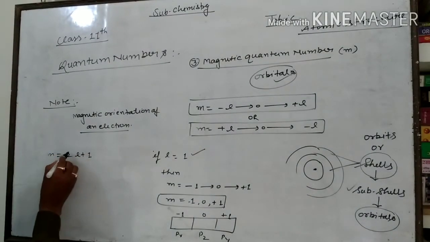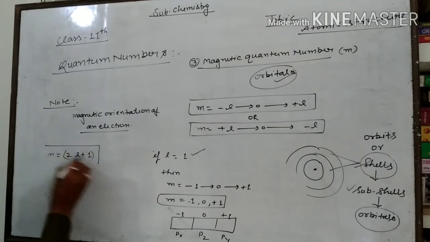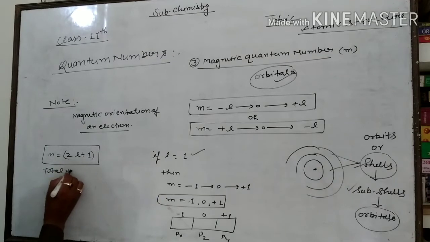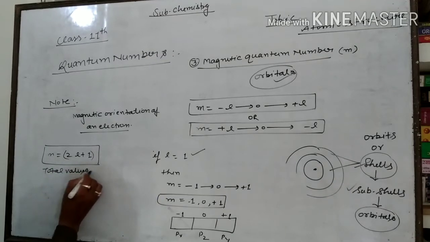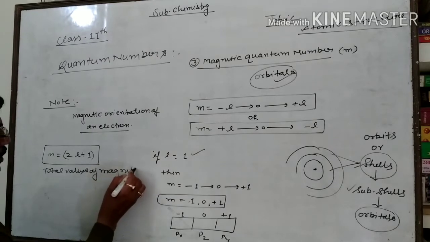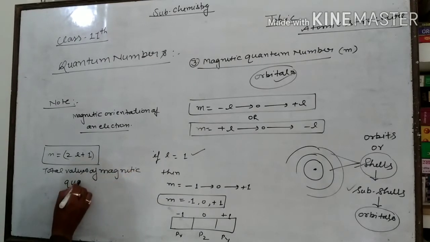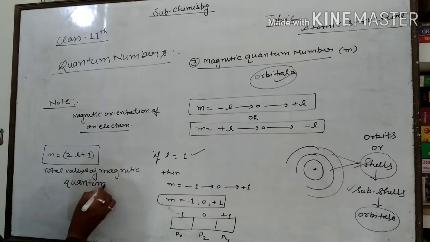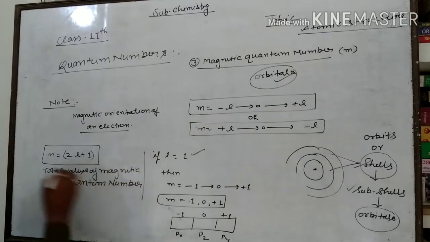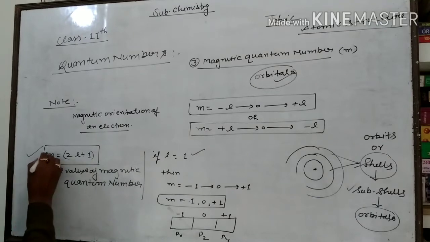m is equal to 2l plus 1. For the total values of the magnetic quantum number, you have to use this formula.